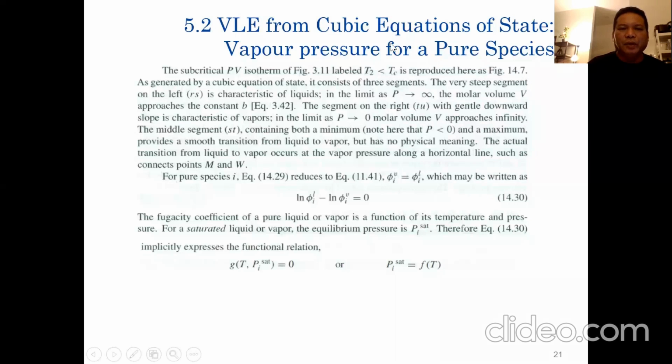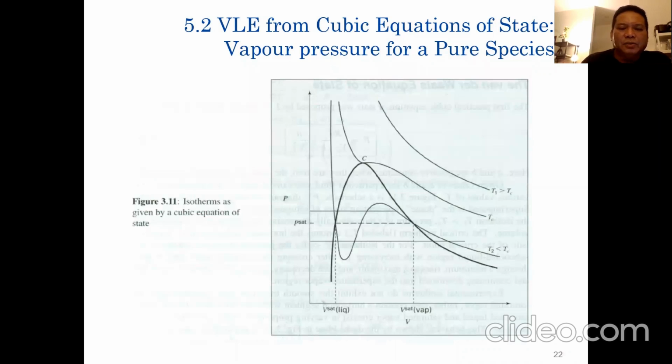Okay, so we continue our lecture. Now we'll be on the VLE for cubic equations of state. Vapor pressure for a pure species. In lecture 2 we drew the PV diagram. Do you remember this? This is the critical temperature.